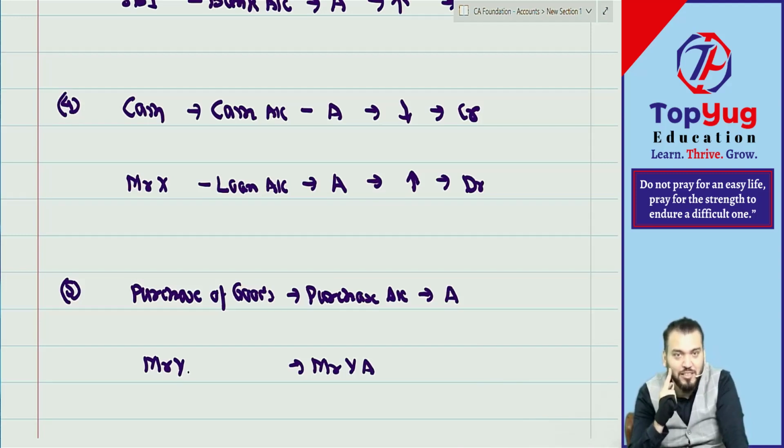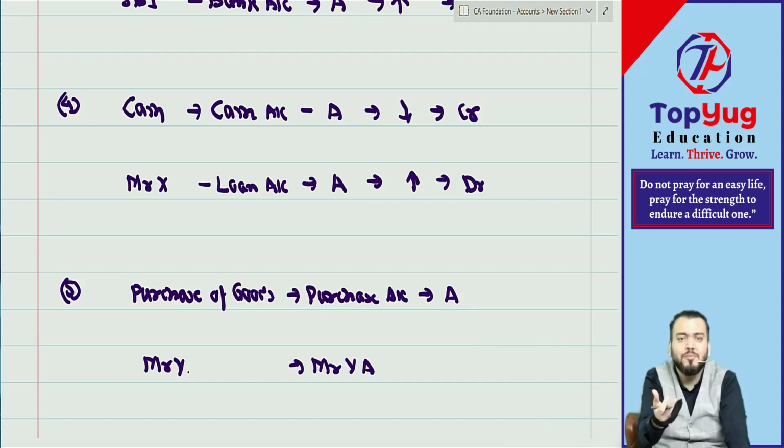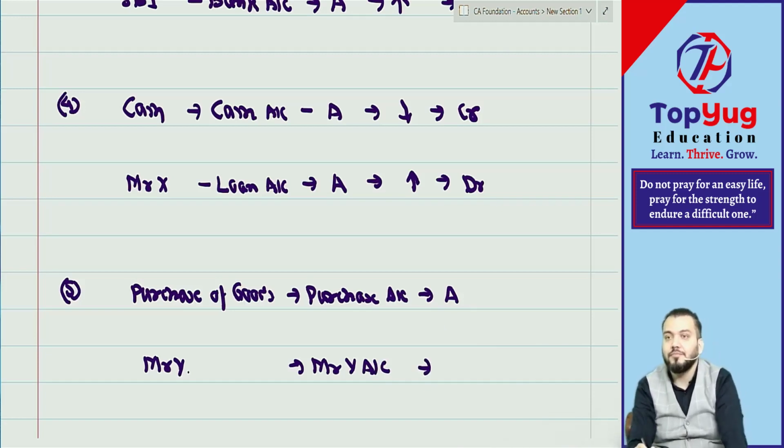Remove that, whatever you have done in your past. I know you have done nominal account only. Purchase account you have done as a nominal account in your childhood. Then why are you saying expense? Leave it. Purchase account is an asset. We purchase goods. Goods is what? Asset only. Correct. Mr. Y account is what?